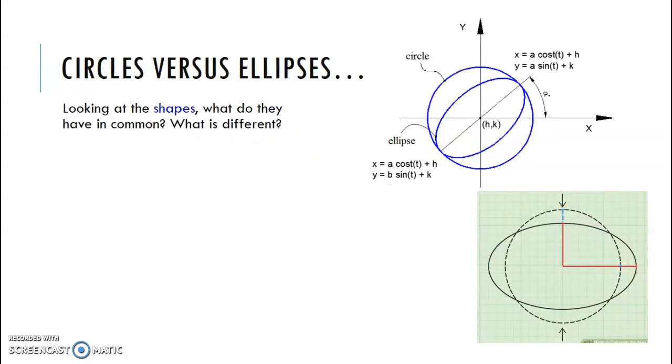Okay, so I have two examples here for you between a circle and an ellipse. And you can see here, we have a circle right out here. And then we have an ellipse here.